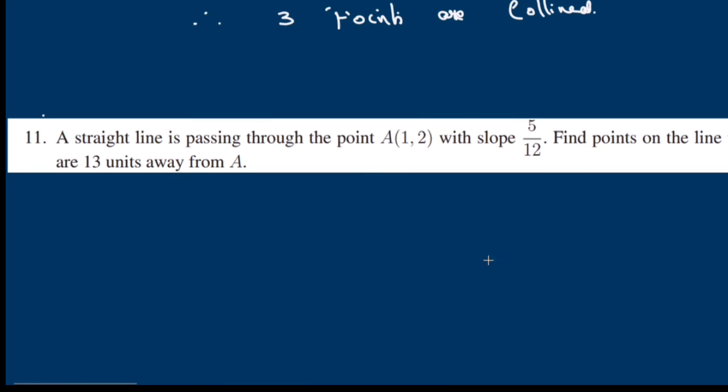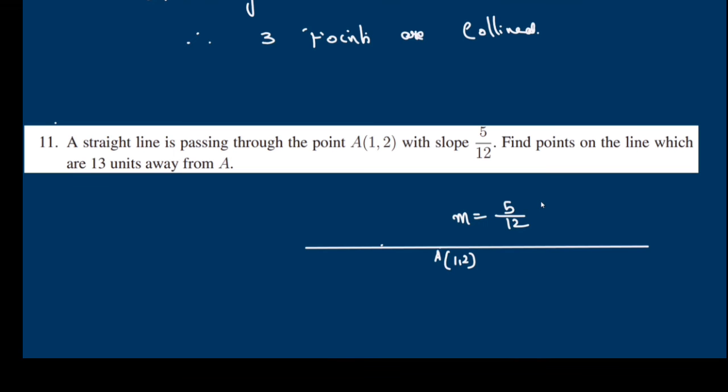A straight line is passing through the point A (1, 2). The slope of the line is given. The slope is 5 by 12. Slope, you know, we can write it as tan theta also. You know that slope is also equal to tan theta. Remember that. So we're going to use that concept here.